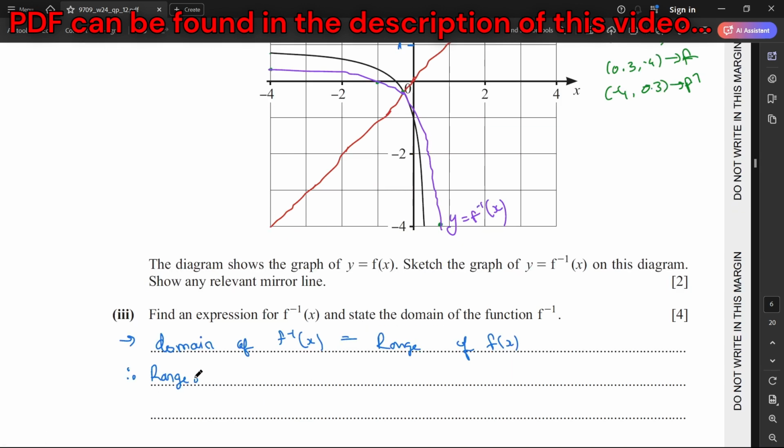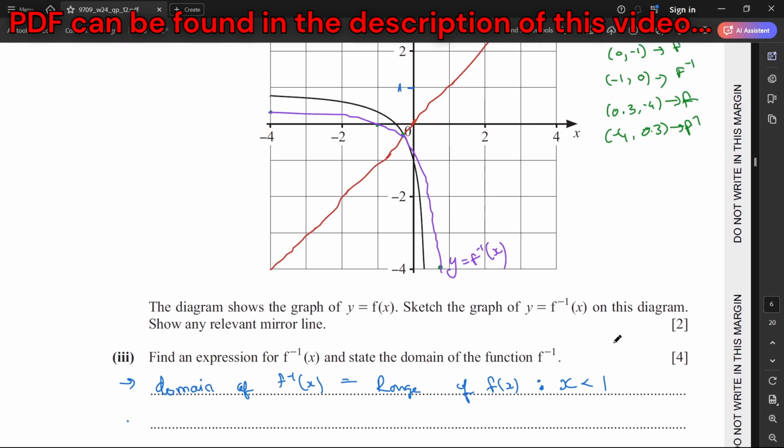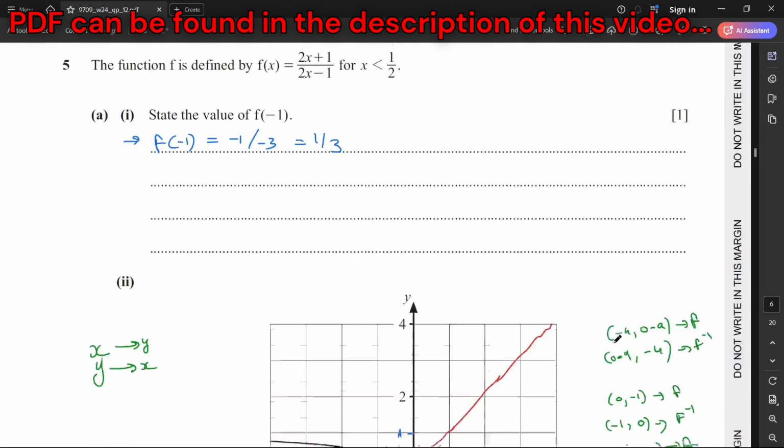So I can state that the range of f is f of x less than 1. Because f of x was less than 1, x will be less than 1 for the inverse. So the domain of f inverse x is x less than 1. Now let's find the expression for f inverse x.